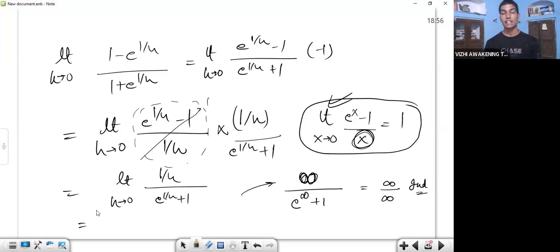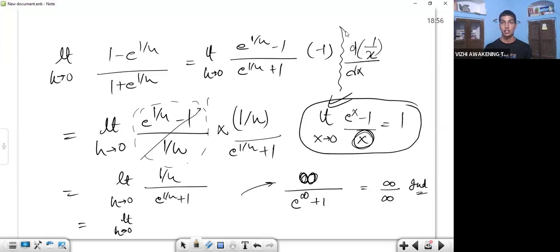So what was L'Hospital's rule? We have to differentiate the numerator and denominator. So differentiating them: 1 by h is what? Differentiation of 1 by x. Anyone aware of this formula? Anyone? Minus 1 by x squared. Am I correct? Yes, minus 1 by x square.